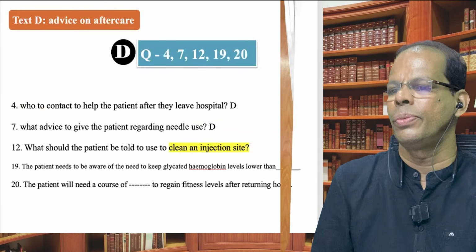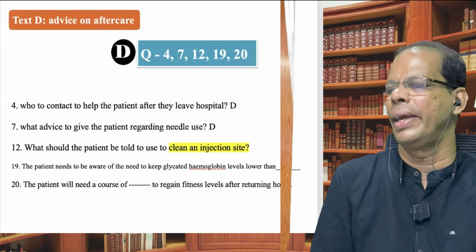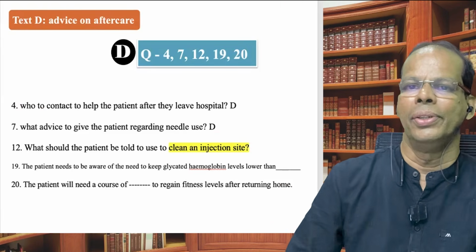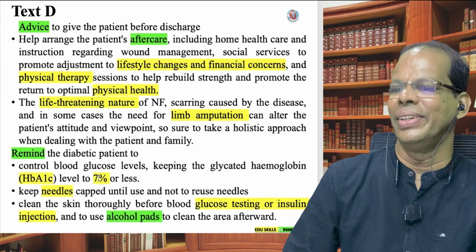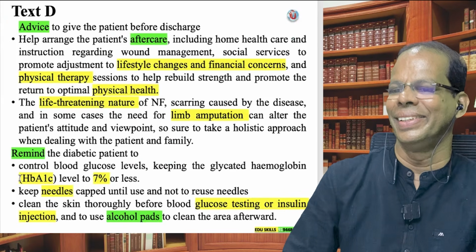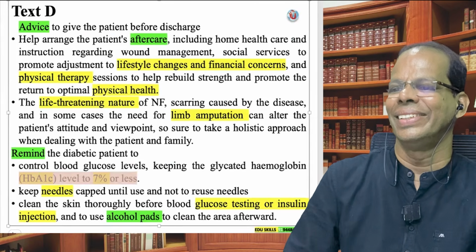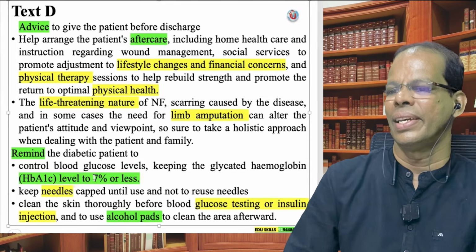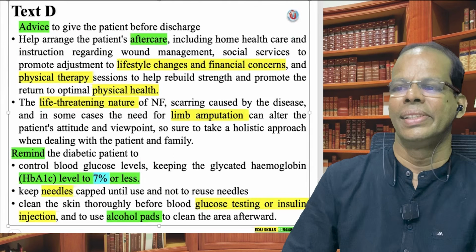The 19th one: the patient needs to be aware of the need to keep glycated hemoglobin levels lower than what? Lower than means a number. You have to look for a number. 7%. And you know from your knowledge as well, right? HbA1c lower than 7% or less. 7% is the answer. So beautiful.